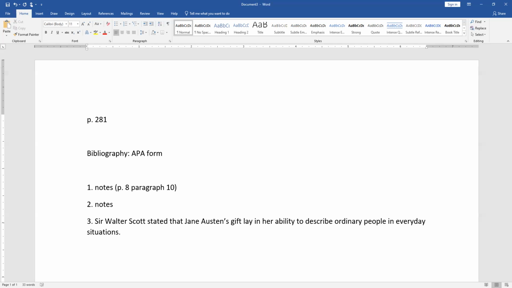Okay, her ability to describe ordinary people in everyday situations. So this one is a summary of a quote. He's not saying, Sir Walter Scott stated, quotation, Jane Austen's gift lay in her ability to describe ordinary people in everyday situations. Instead, she's rephrasing a little bit what he said, because he's not going to say it quite this way. It's a much older form of speaking, so his words are going to be organized in a different way. But she's just making it in more modern phrasing, and also recognizing that Sir Walter Scott said it.